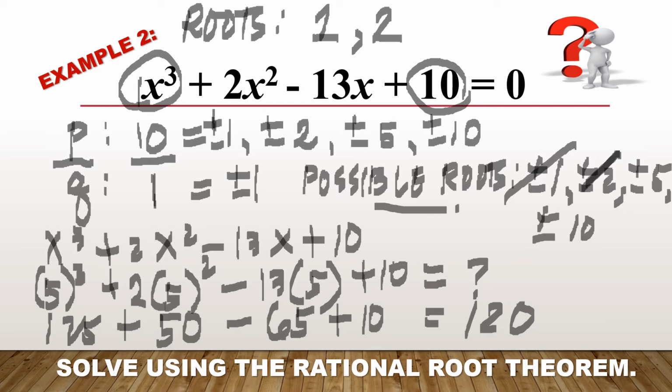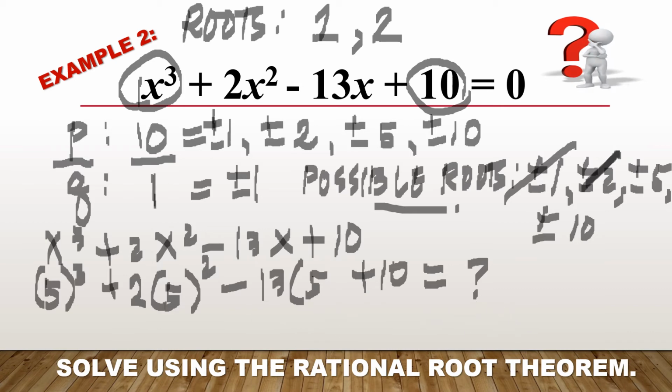What about negative 5? Okay, let me erase again. Erase, erase here. And then, let's change positive 5 here to negative 5. So, negative 5, negative 5, negative 5. So, negative 5 cubed is negative 125. The negative 5 squared here is 25 times 2 is 50.